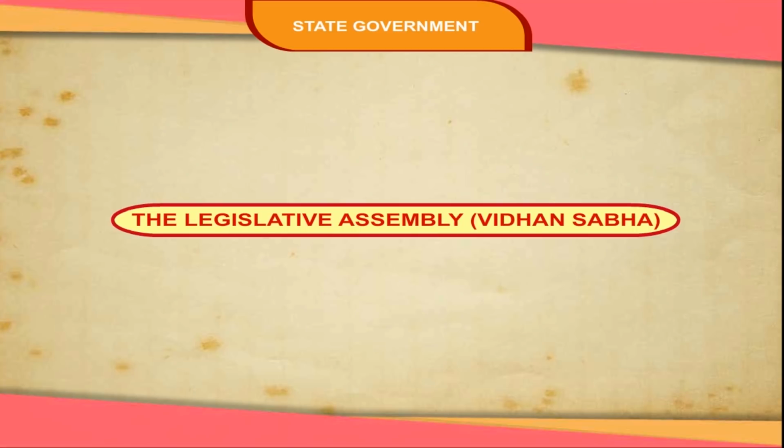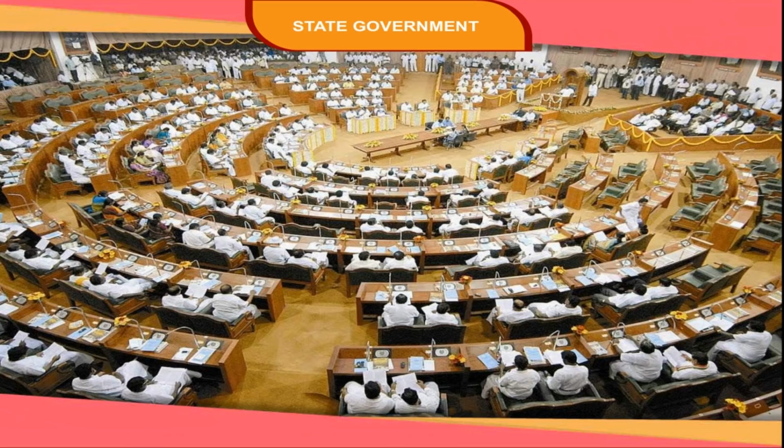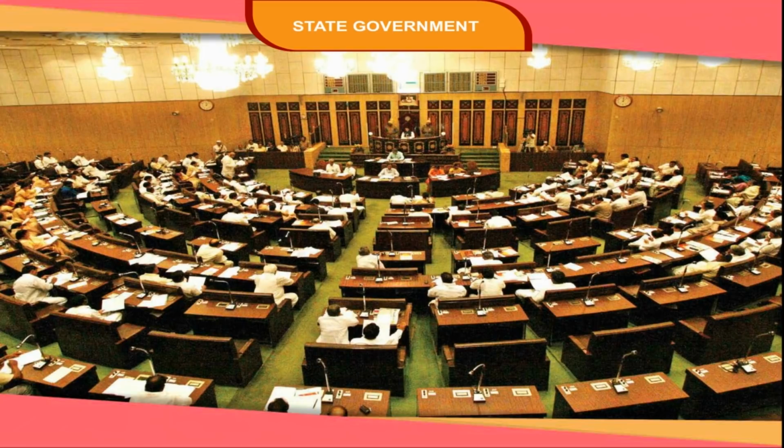The Legislative Assembly, Vidhan Sabha. Our constitution provides for a maximum of 500 members and a minimum of 60 members in a legislative assembly. The governor of the state can nominate one member of the Anglo-Indian community if it has not been represented in the legislative assembly.